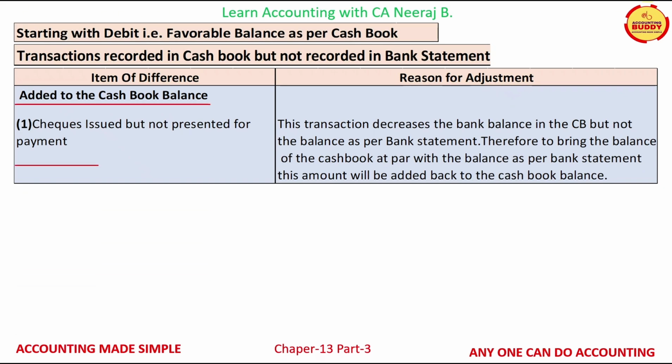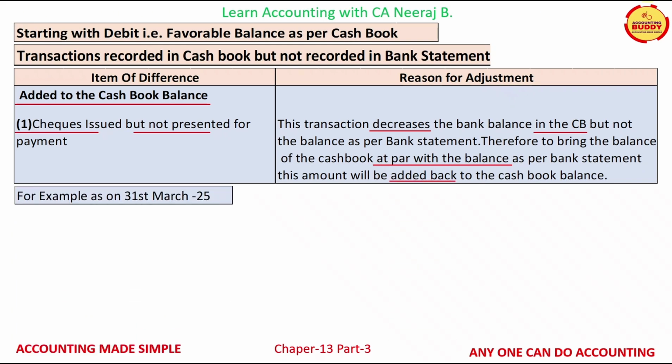All the checks issued but not presented for payment will be added to the cash book balance. This transaction decreases the bank balance in the cash book but not the balance as per bank statement. Therefore, to bring the balance of the cash book at par with the balance as per bank statement, this amount will be added back to the cash book balance.